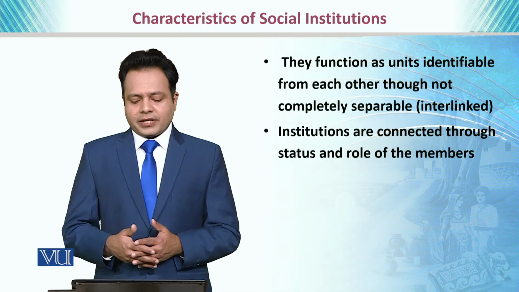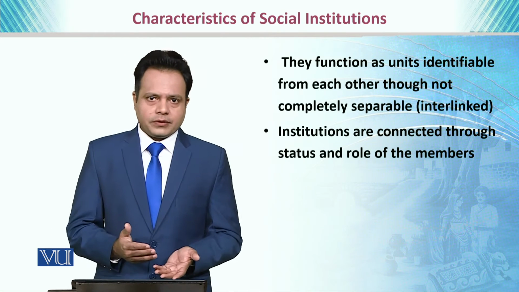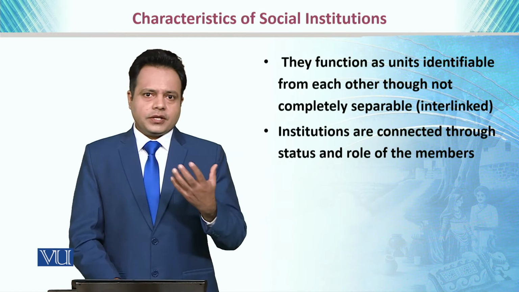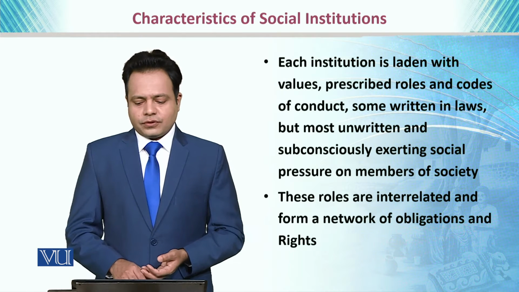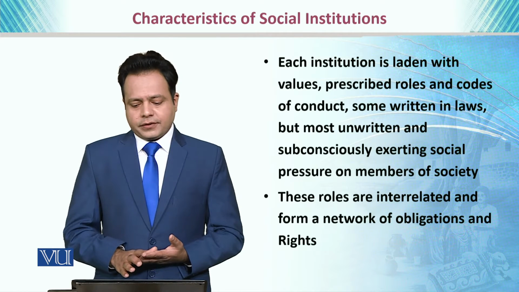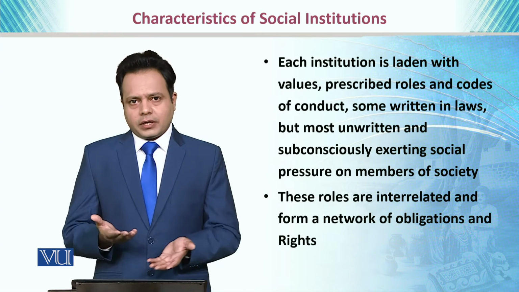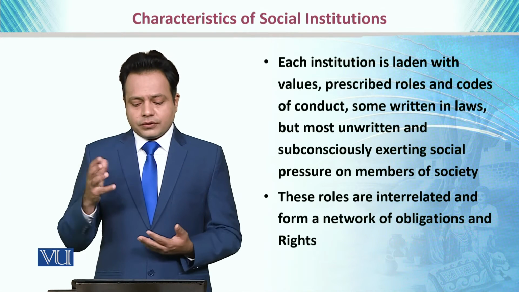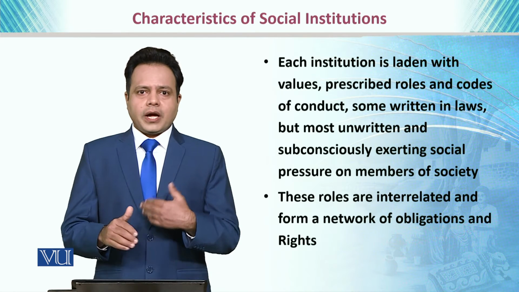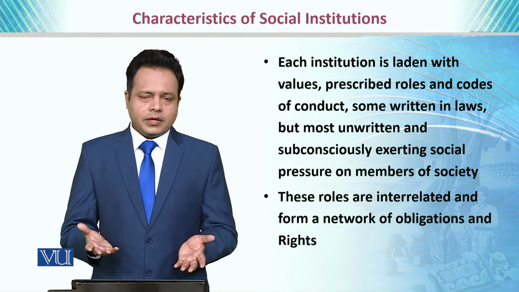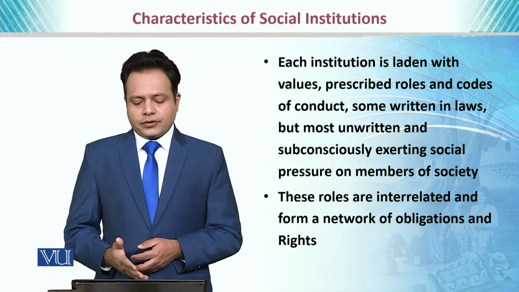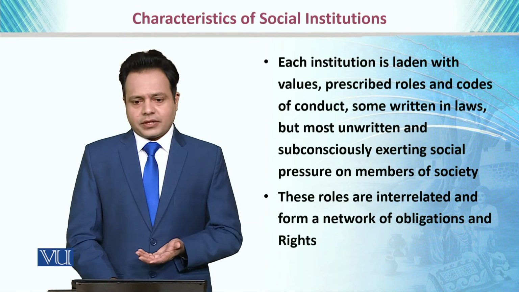Institutions are connected through the status and roles of members, and we find different social positions which reflect the nature of the social institution. Each institution is laden with its unique values, prescribed rules, codes of conduct, some written laws, and mostly unwritten laws as well, subconsciously exerting social pressure on the members of society to make them abide by those rules or norms. In case of violation, they also produce a mechanism of social control. These roles are interrelated and form a network of obligations and rights.